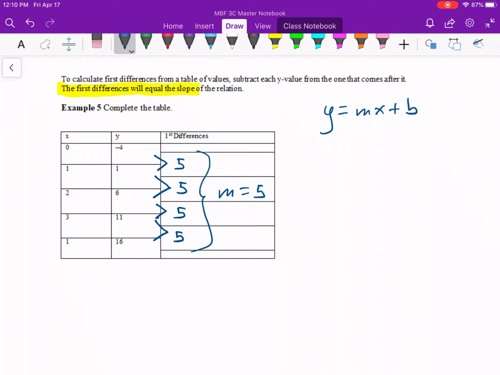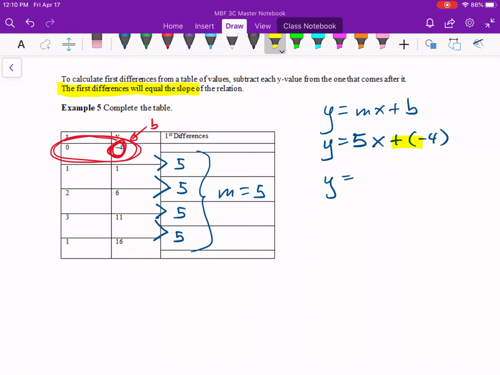B, the y-intercept, occurs when x equals 0. So this number here, what I'm noticing is that x equals 0, what's the y value that goes with it? Well, it's this -4. That's my b. So I could actually write the equation for this, even though it doesn't ask me to. I'd do y equals 5, that's my m, x plus -4, that's my b, and then I could simplify these signs and I get y equals 5x minus 4.